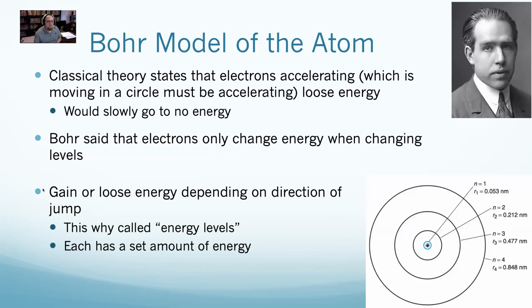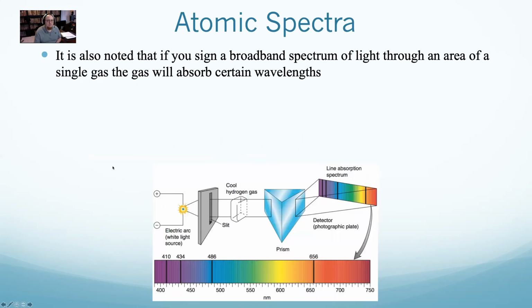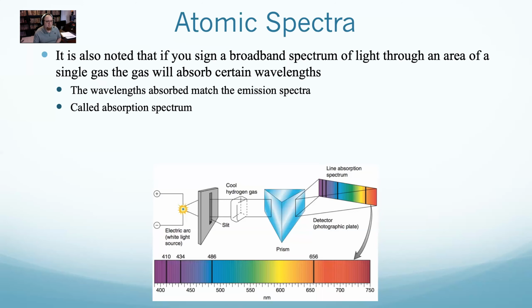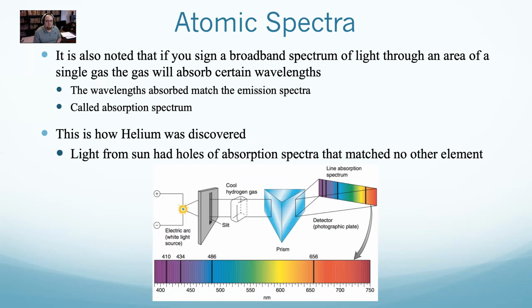It can also be done the other way. Oop, what just happened? I just skipped like six slides. It also can be done the other way. You could take white light and shine it on the gas and it'll absorb just at those set spectra, which is kind of an interesting thing. If you take the gas cool and shine white light, instead you have absorption spectra at the exact same spots. There's the helium thing I was just talking about.